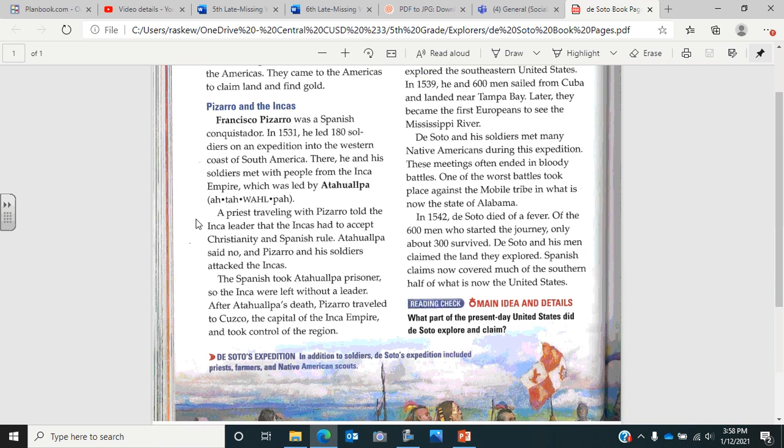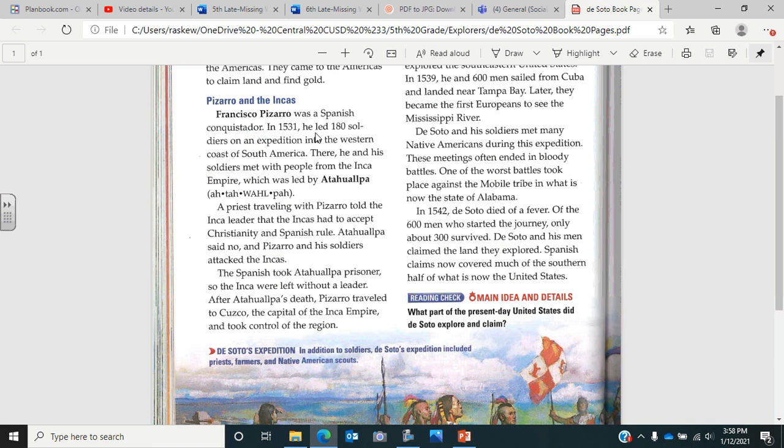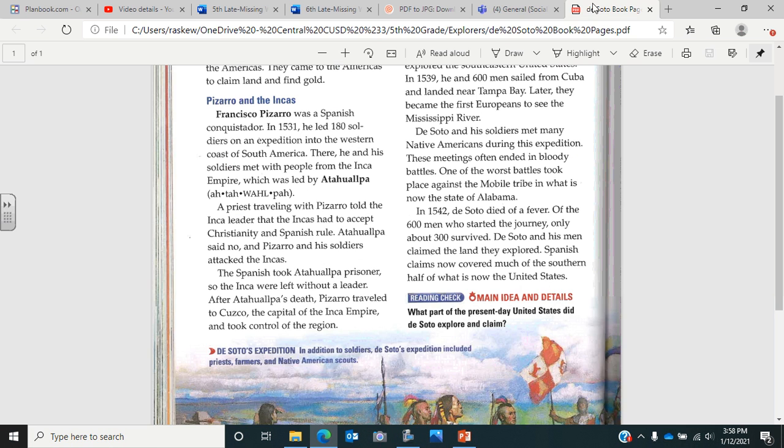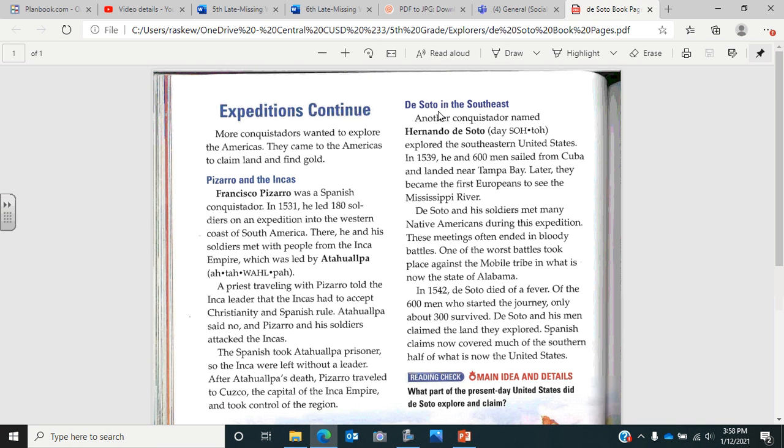So you can see here, Francisco Pizarro was the one who met the Incas, and he ended up taking over the Inca Empire. So on your notes, that's what you're going to put here about Pizarro, was that he took over the Inca Empire. So now we're going to move on to De Soto. De Soto in the southeast.